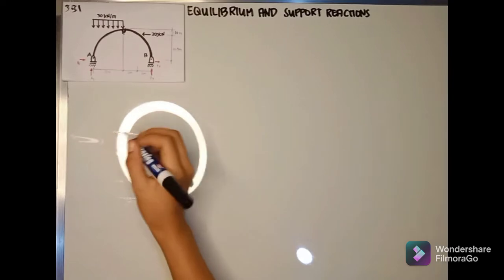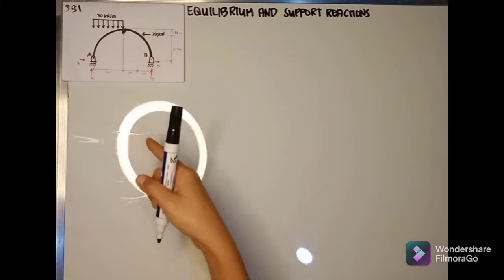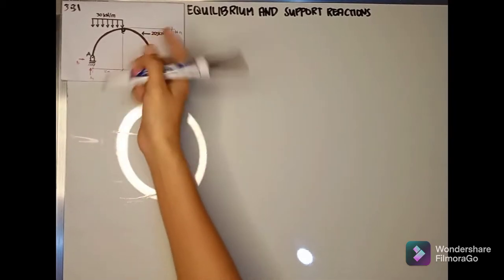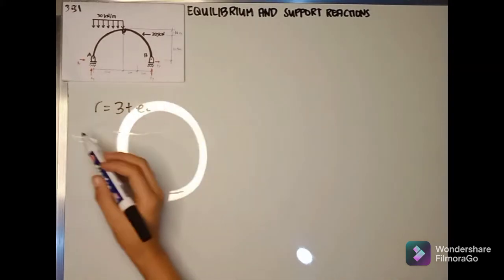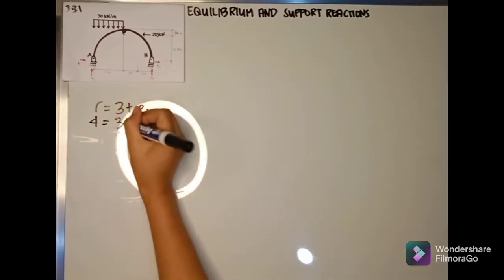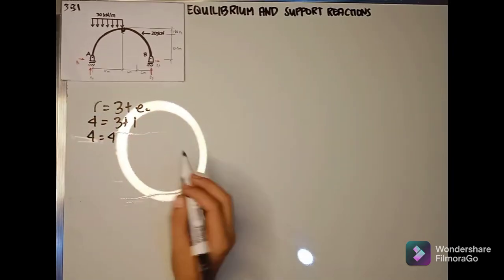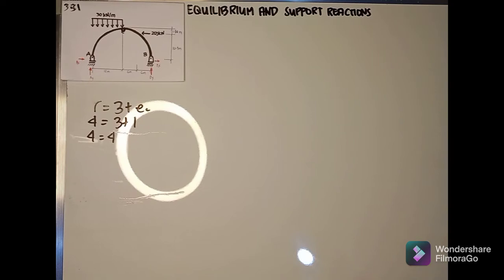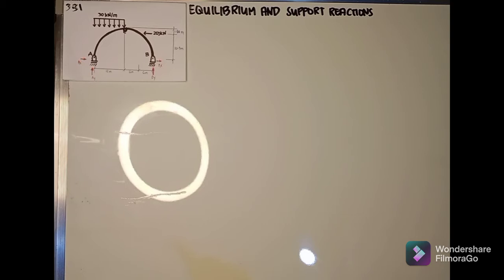But before we start, para maghanap ng mga unknowns is, unahin muna natin i-classify kung determinate or hindi ba itong structure na to. So, R is equals to 3 plus EC. Our external reaction is 4, and 4 is equals to 3 plus isang internal hinge, so 1. 4 is equals to 4. Meaning, this structure, this arc is statically determinate. So, pwede na tayong mag-start. We can start determining the unknown reactions by applying the equations of equilibrium.